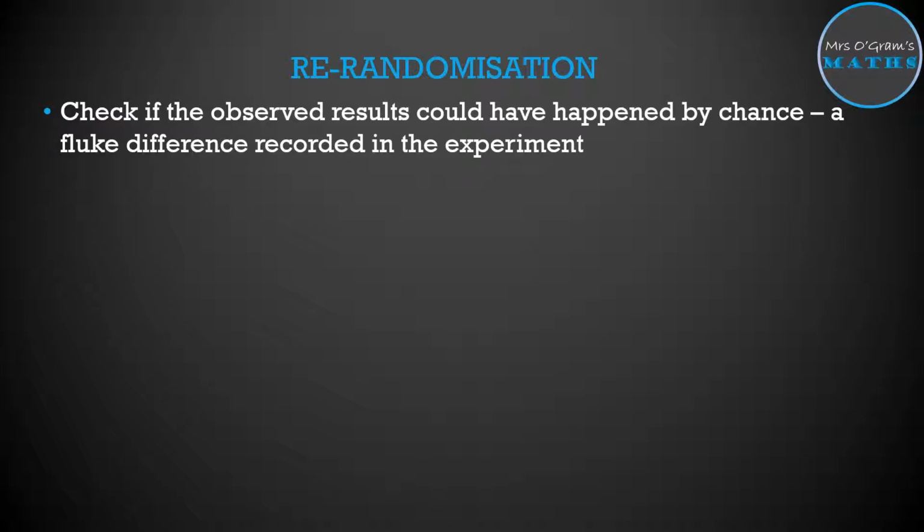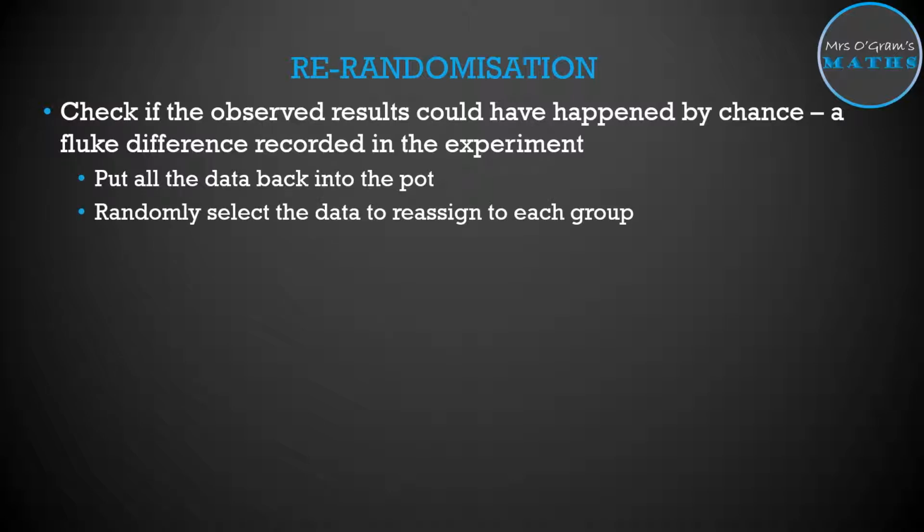So what you're doing is checking whether the observed difference that you've seen in your experiment could have just happened by chance, if it could have just been a fluke. And we do that by putting all of the data back into a pot. Put all of your bits of information, regardless of whether they were in the control or treatment group, or before and after, whatever it is, into one. Then randomly select the data and reassign it to each group. So whether it actually was originally control or treatment becomes totally meaningless. You just put it into a group which you will label as control and treatment.